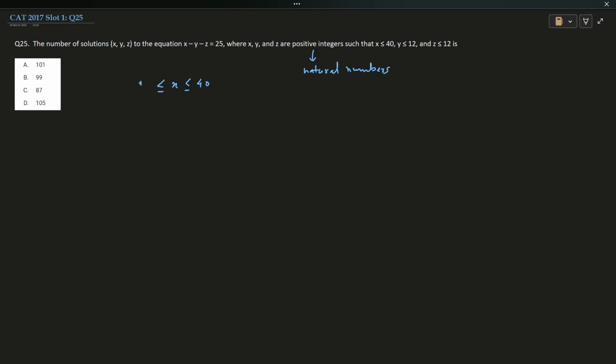That means this is the range. Similarly, y is 12, z is also 12. This one was not given to us explicitly. We are just told that they are positive integers, so I can derive this, right? They are natural numbers. So in these types of questions, okay guys, it is always better to choose that variable whose range is minimum. Okay, so we can select y or z because both of them have the minimum range, right? 1 to 12. So draw a table like this.